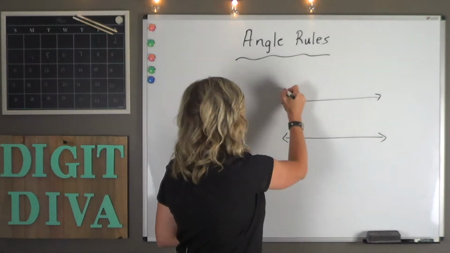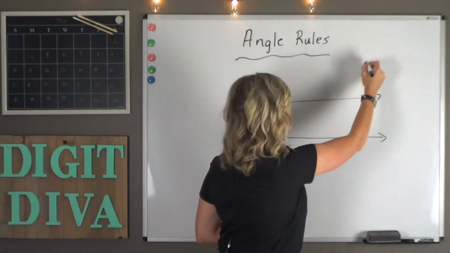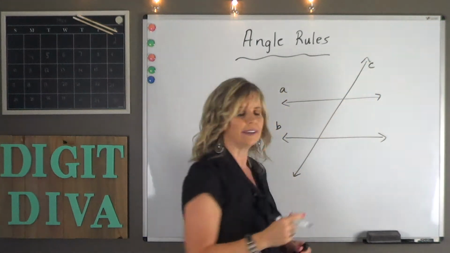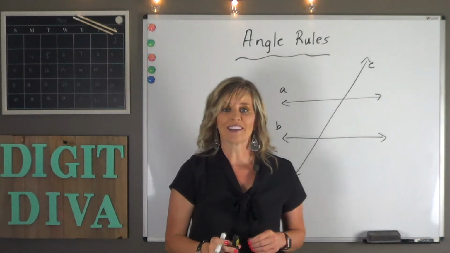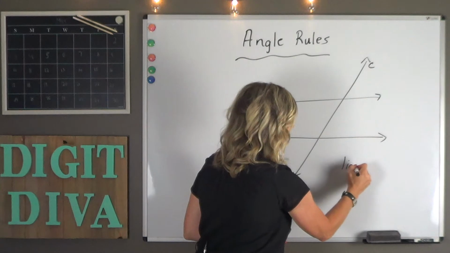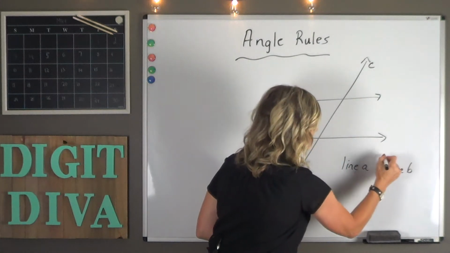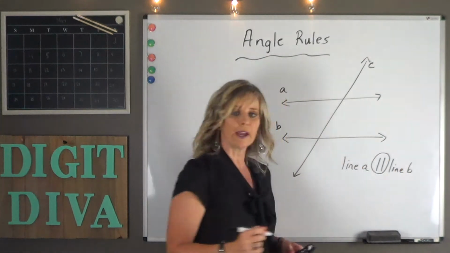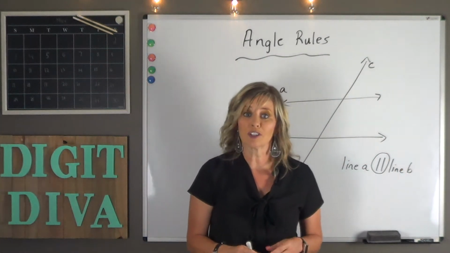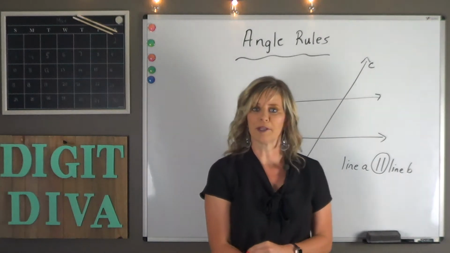So we're going to call this line A and this one line B. These are going to be intersected by line C, and line C is known as a transversal. So I'm going to say line A is parallel to line B. The symbol for parallel is two lines that never touch, and it actually looks like the number 11. So line A is parallel to line B.